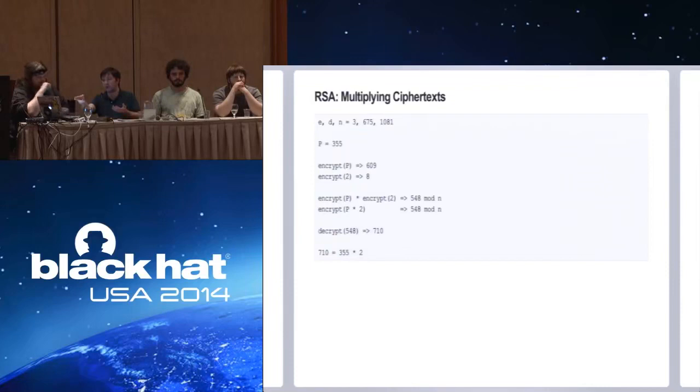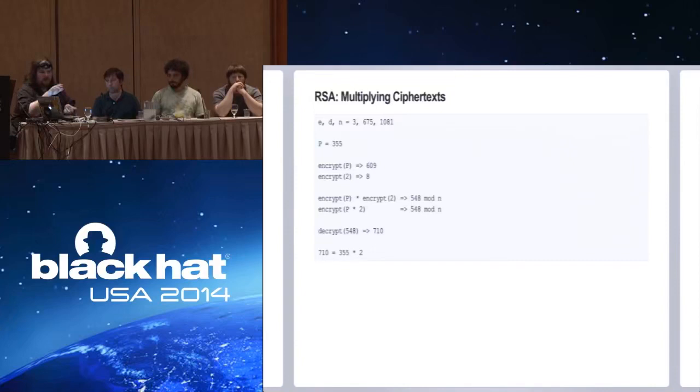Likewise, we encrypt the plaintext 2. So suppose we want to double the original plaintext message, and we get 8 back. Obviously, 2 to the 3rd power is 8. So if you follow this, you can multiply ciphertext in RSA. RSA is homomorphic with respect to multiplication.